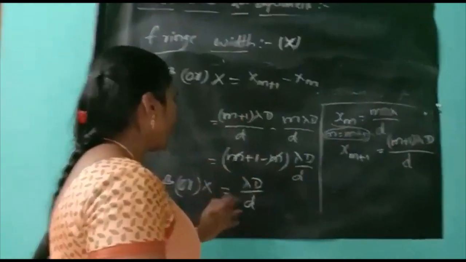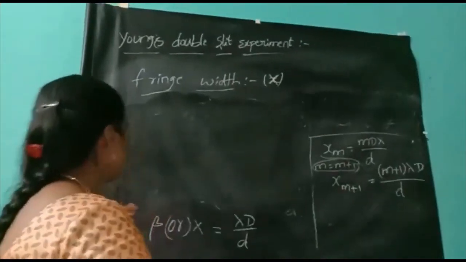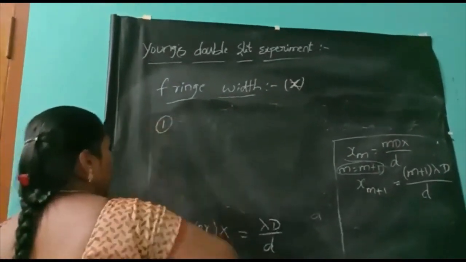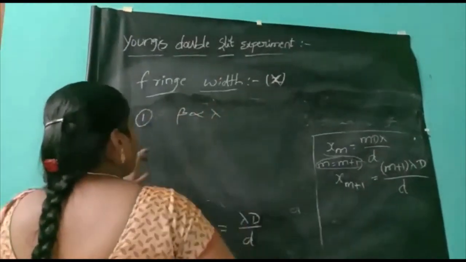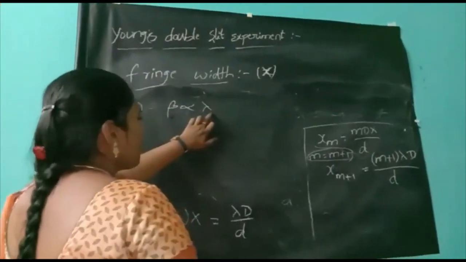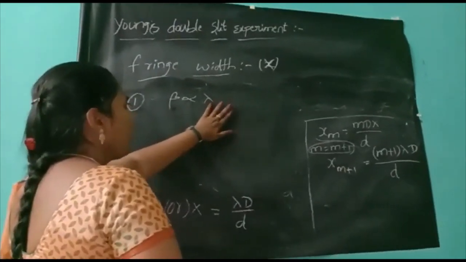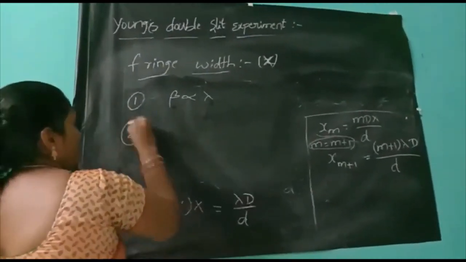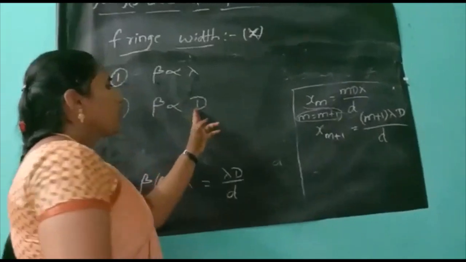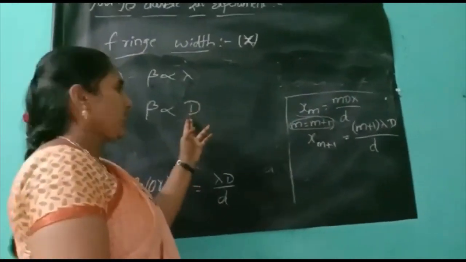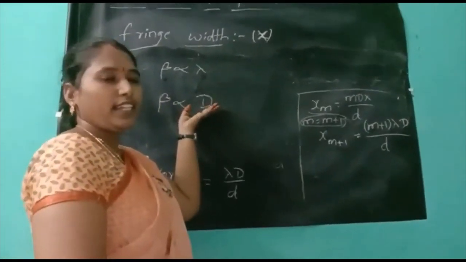In this, fringe width is directly proportional to the source. Here three cases are there. Case 1, beta is directly proportional to lambda. This means if the wavelength of source is high, fringe width is high. If the wavelength of source decreases, fringe width decreases. Next case 2, beta is directly proportional to capital D. Capital D means the distance between slits to the screen. If D value is high, beta value is high.